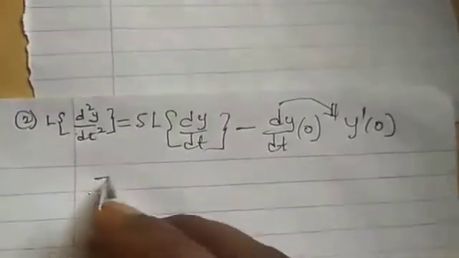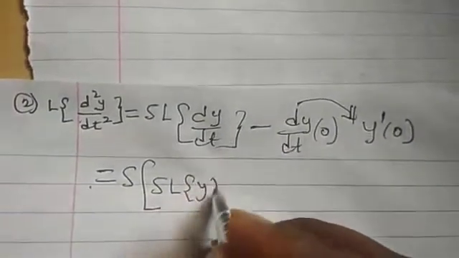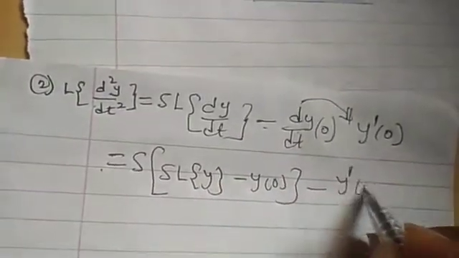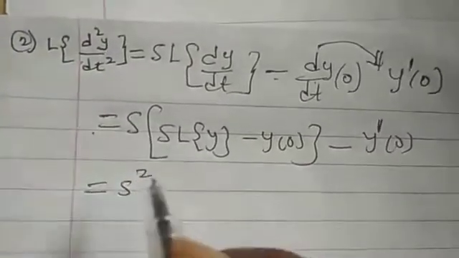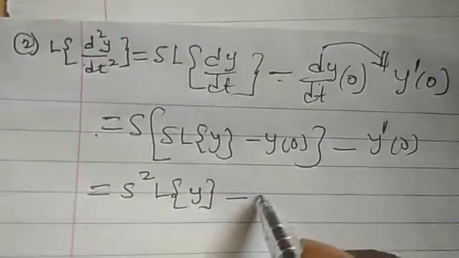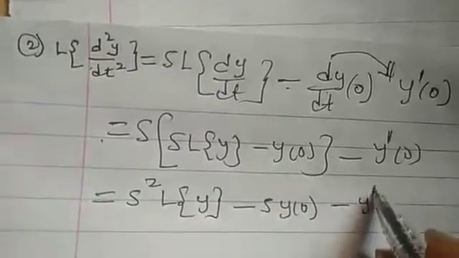Now, s times the Laplace transform of dy dt is this. Let's put it there. This will be s times, s Laplace transform of y minus y naught, minus y prime of 0. So from that place, this will give me s squared Laplace transform of y minus s y naught minus y prime of 0.